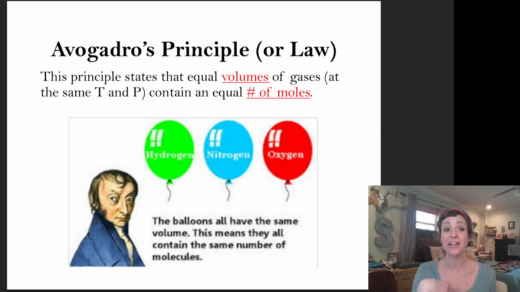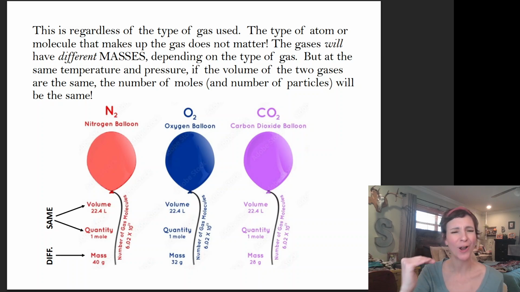He makes this statement. His principle states that equal volumes of gases, as long as they are at the same temperature and pressure, will contain an equal number of moles. So look at Avogadro here. He's looking very smart. He's got 3 balloons of hydrogen, nitrogen, and oxygen. He is saying these balloons all have the same volume. And this means, as a result, they will contain the same number of molecules. So this is a wild statement to make because it is regardless of the type of gas used. The type of atom or molecule that makes up these gases does not matter to me. Nitrogen is very different than oxygen, is very different than carbon dioxide. There are different letters of the alphabet representing different elements that are involved in here, right?